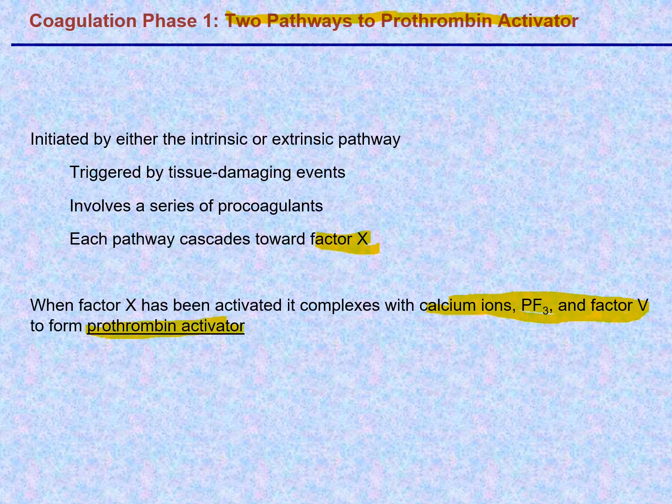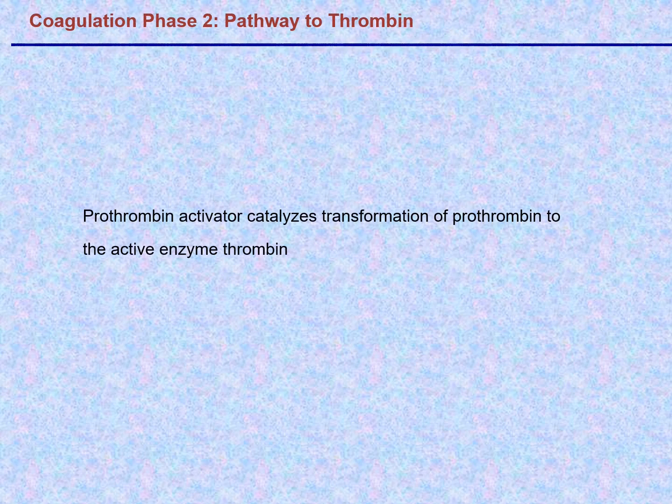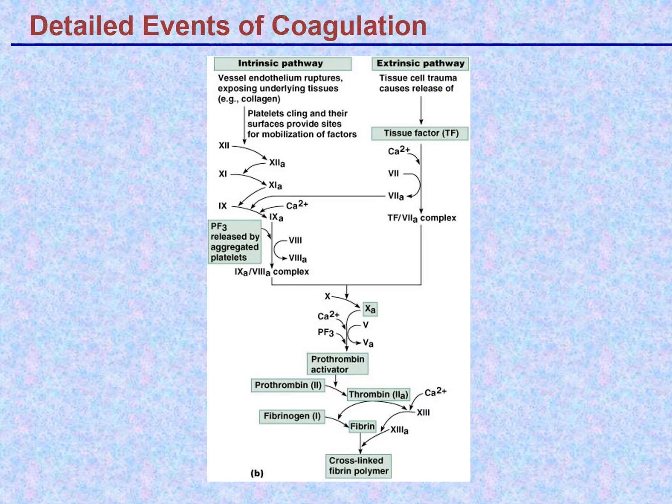In the next phase, prothrombin activator will activate prothrombin to form thrombin. And once you have active thrombin, and when I say active, it means it now has enzyme activity and can act on the next factor in the pathway. So phase 2 is activation of prothrombin to thrombin by the prothrombin activator.